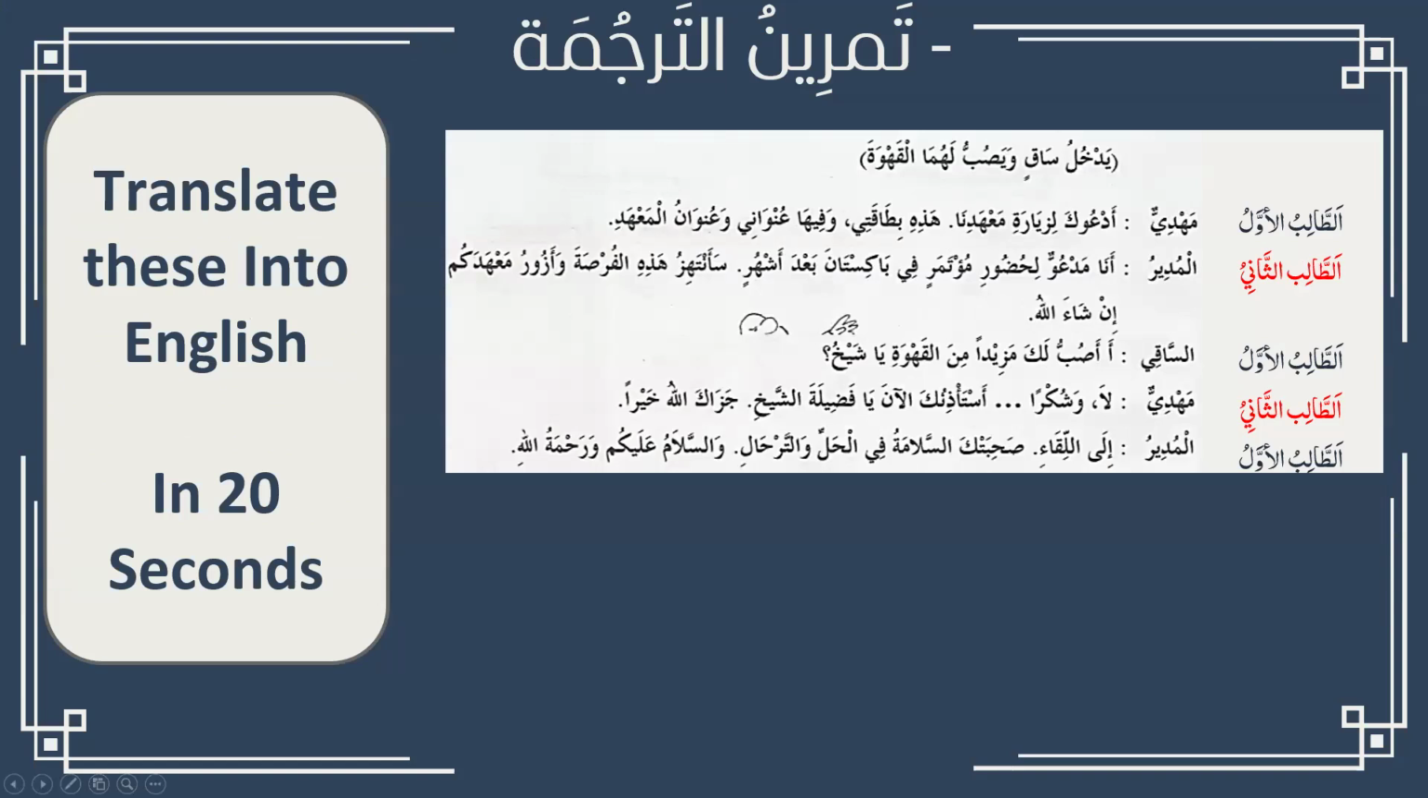Sami, are you available now? Should I continue? No. So let's start with Sister Kiran. Sister Kiran, if you can make the first, second and third sentences. Yadkhulu saqi wa yasubbu lahum al-qahwa. Then sentence number 1 and 2. Somebody, if you are available, you can then make the last 3 sentences.